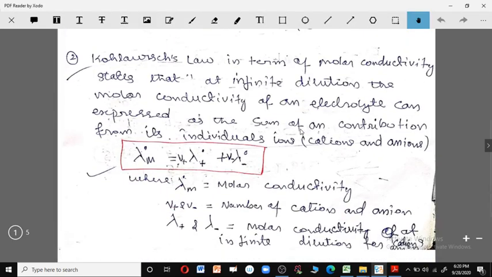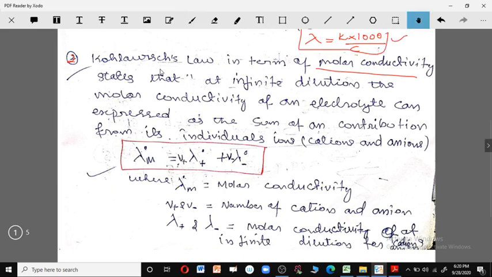The second point is Kohlrausch law in terms of molar conductivities. When you discuss molar conductivity, as I have discussed, the molar conductivity formula is lambda equals K into 1000 by C, right? So this is the molar conductivity.